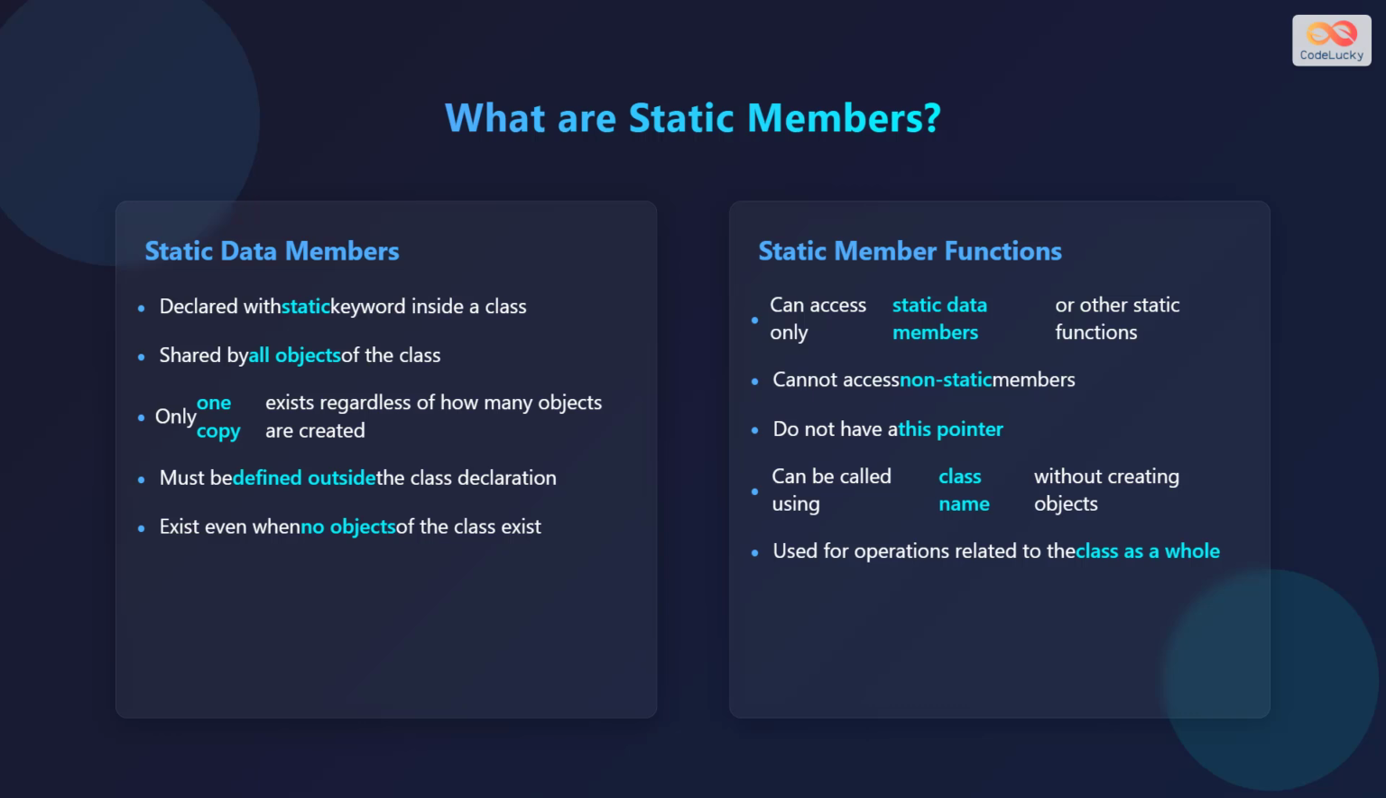Now let's move on to static member functions. Static member functions can only access static data members or call other static functions. They cannot access non-static members of the class. Static member functions do not have a this pointer. They can be called using the class name without creating any objects. These functions are used for operations that are related to the class as a whole, rather than to a specific instance of the class.